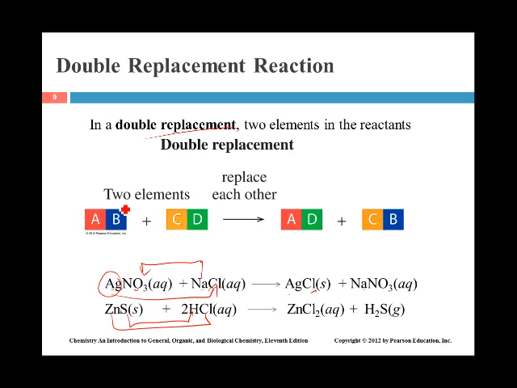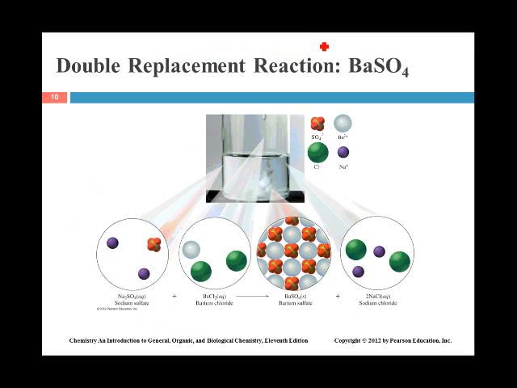One dead giveaway is the fact that you have two compounds. So, compound plus compound is going to be a double replacement reaction. Sodium sulfate and barium chloride: the sodium and the chlorine are going to come together to produce sodium chloride. And then the barium and the sulfate are going to come together to create barium sulfate. They've essentially changed spots.